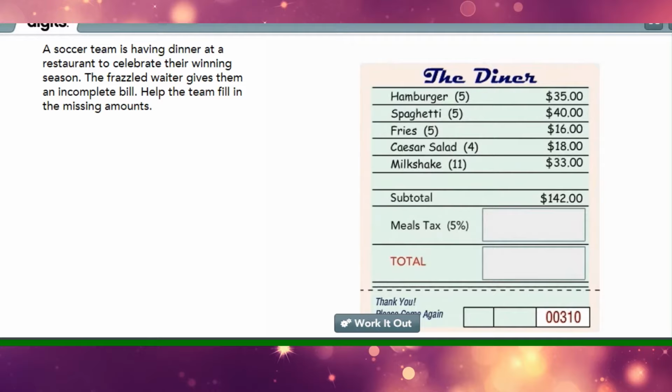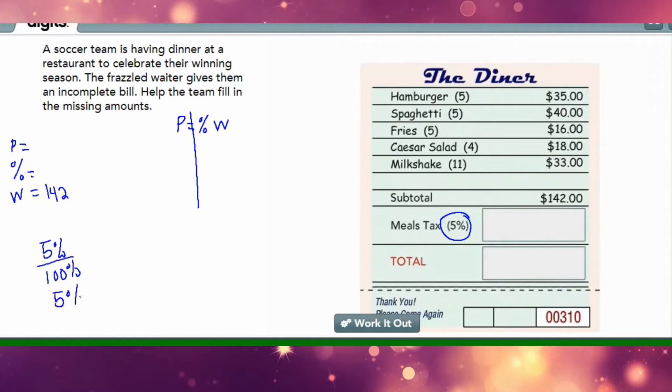We have to figure out the meals tax first. The percent equation is part equals percent times whole. Make sure you always identify each portion of the equation. The whole is the subtotal, so $142. The percent in this case is the meals tax, which is 5%. And remember to always convert your percentage to a decimal when you substitute it into your equation.